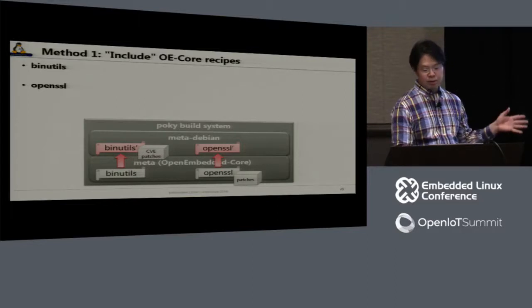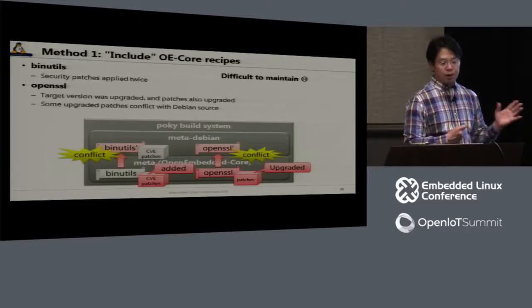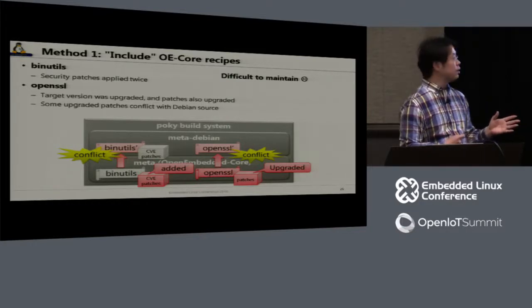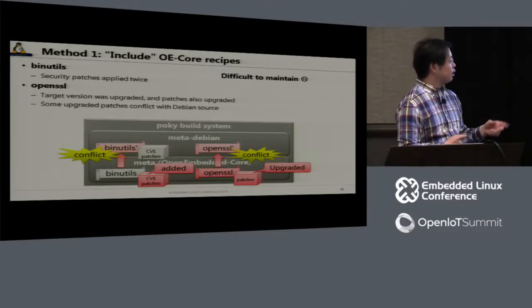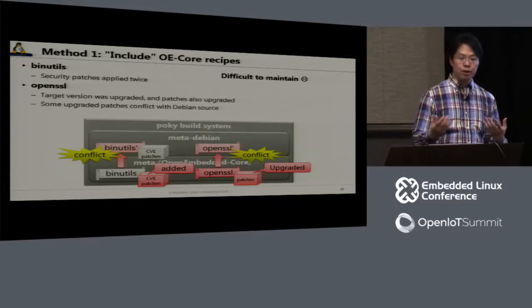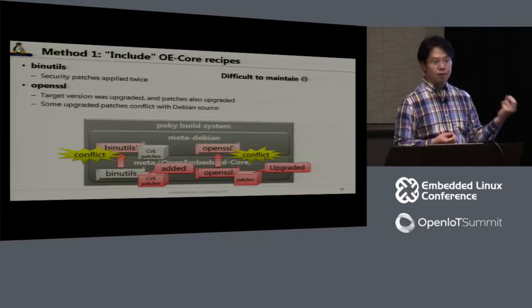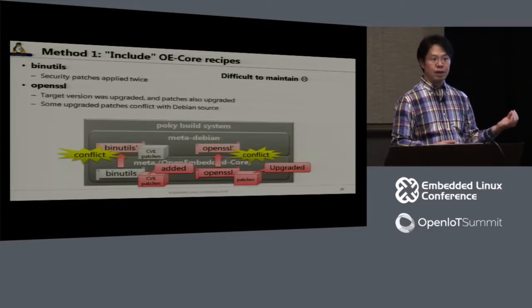For example, when we use binutils or OpenSSL, and if we have a security fix on it, if we just copy the OpenEmbedded-Core environment, it sometimes includes this kind of fix. But after that, OpenEmbedded-Core also adds the same fixes. That causes a serious conflict. So this is not a good solution. Why?